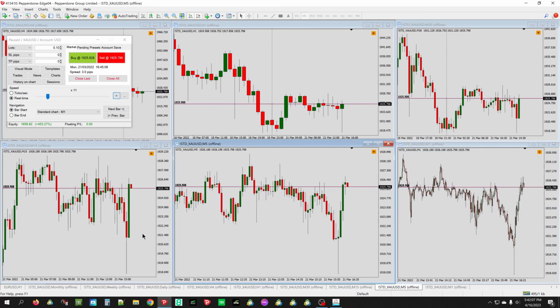All right, right now I can see that this is a 100 pips move, but there is nothing for me to execute on this trade. There is nothing.